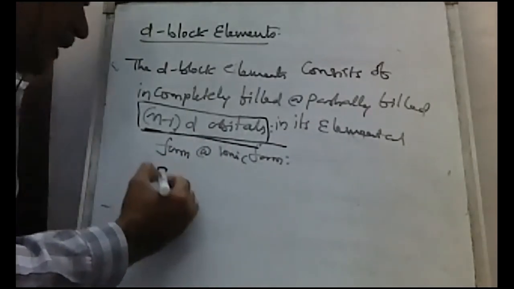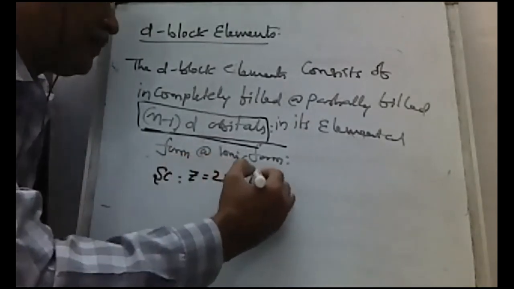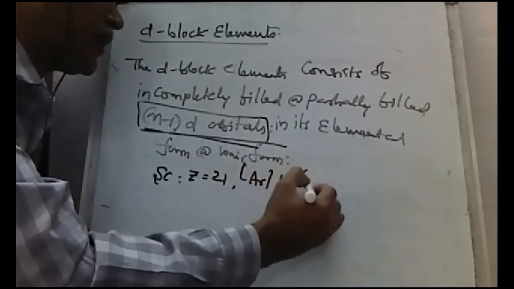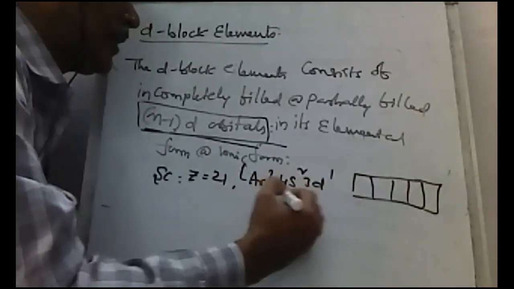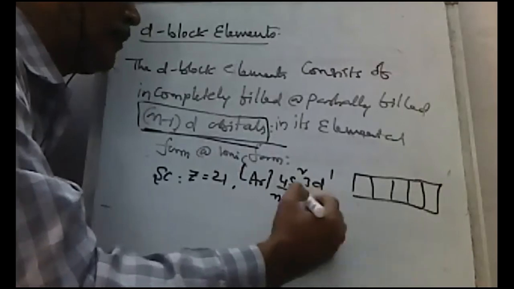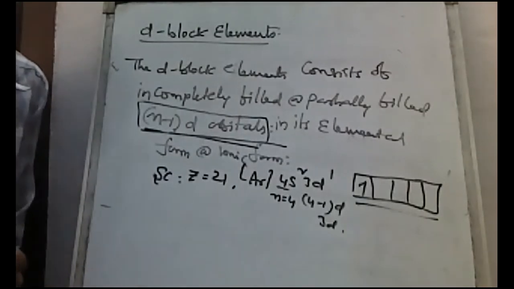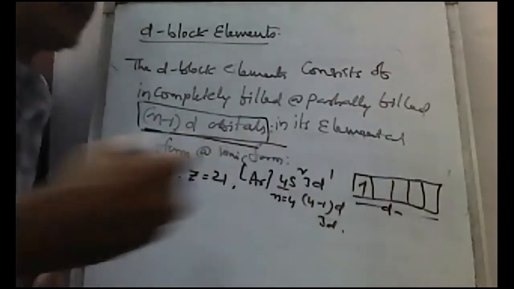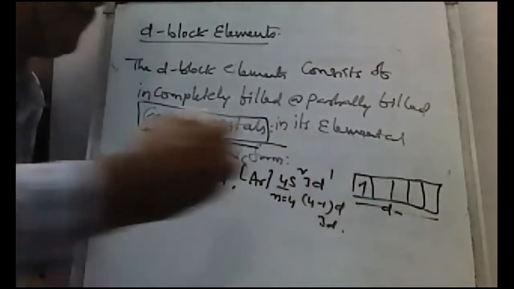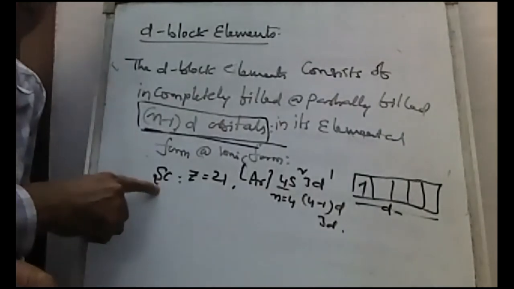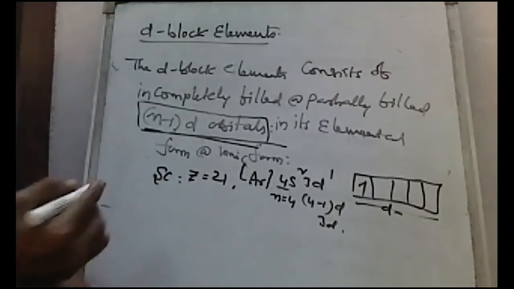For example, if you take scandium, what is the atomic number of scandium? Z is equal to 21. Its electronic configuration is argon 4s2 3d1. You see here, the outer shell is the fourth, n is equal to 4. Now n minus 1 d means 4 minus 1, d, 3d. Now it has only one electron. A d orbital can accommodate a maximum of 10 electrons, but it consists of only one electron. That's why it is incompletely filled. That's why scandium is a transition element as well as a d block element.